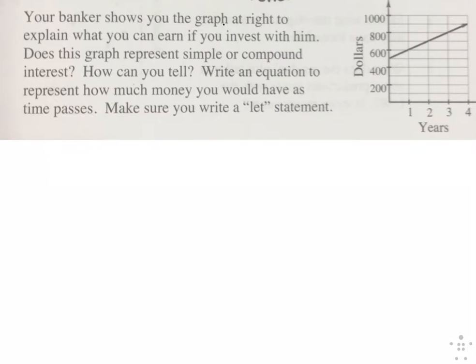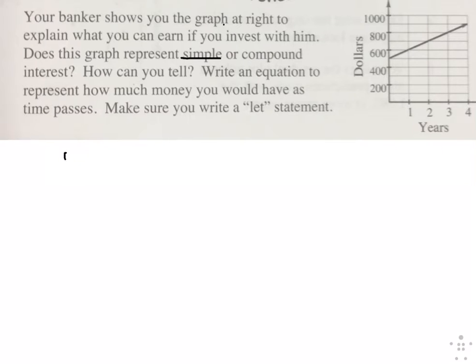For 735, they're giving us a graph of dollars versus years, and they're asking us if the money is accruing based on simple or compound interest. Since it's a straight line, it's a linear equation, we can tell that it's simple interest, and it's asking us to write an equation for the line.